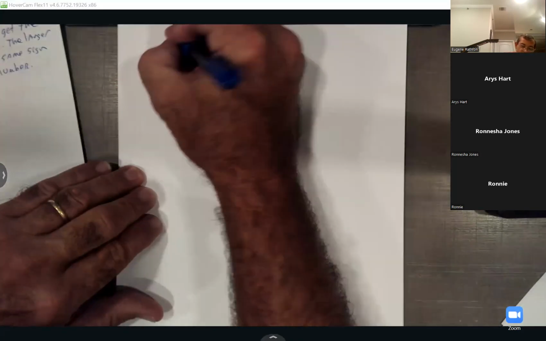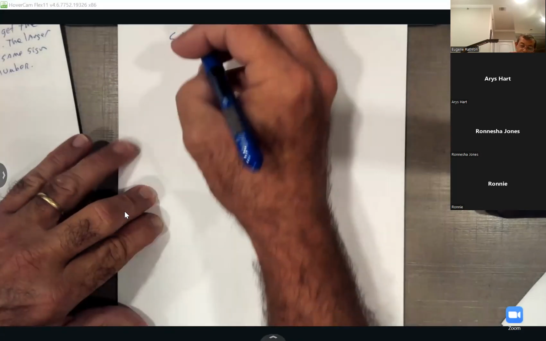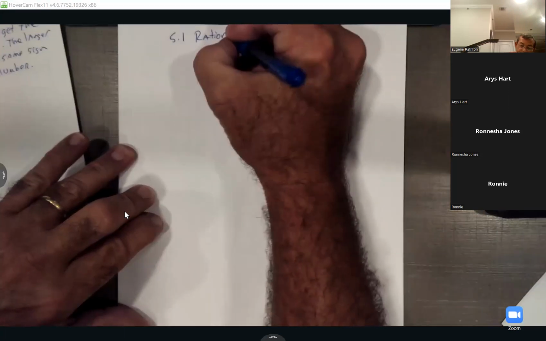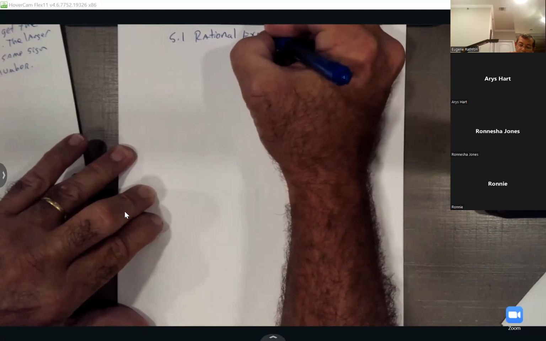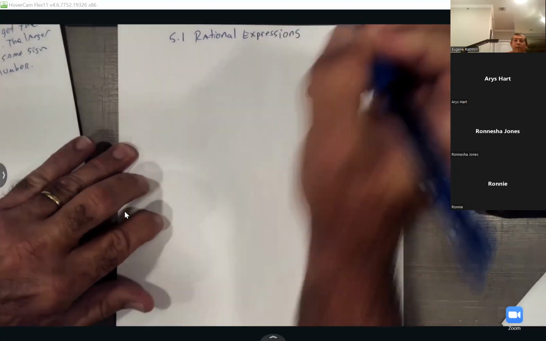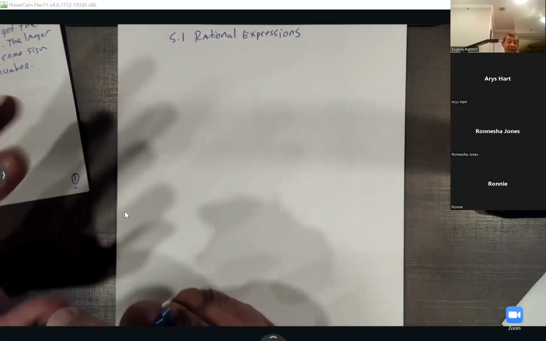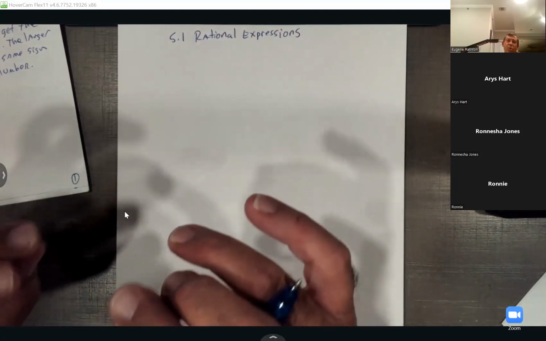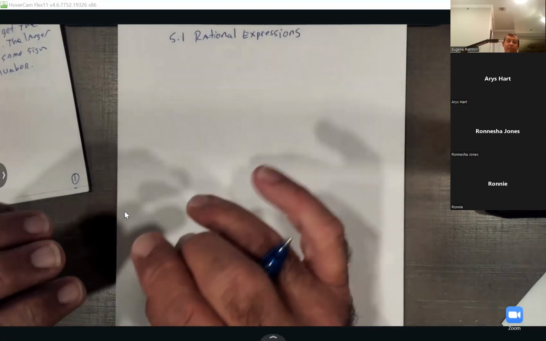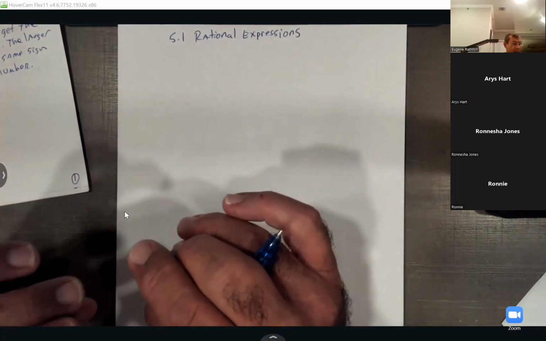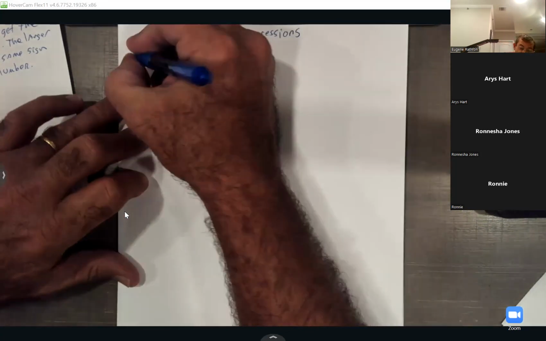All right, so 5.1 rational expressions. And really all we're going to do with rational expressions, those are expressions that look like fractions, is do some more domain type work with these. And y'all have already done domains with rational expressions in the past. The only difference is now we're going to put x squared terms on the bottom and figure out the domains, okay? So first I'm going to do a little factoring review.